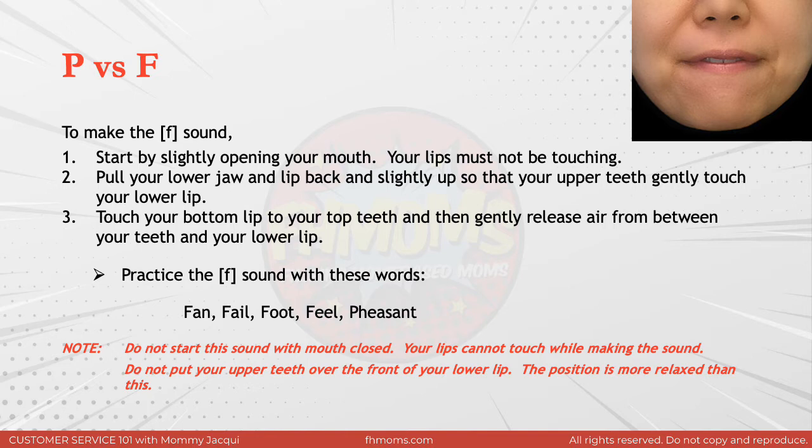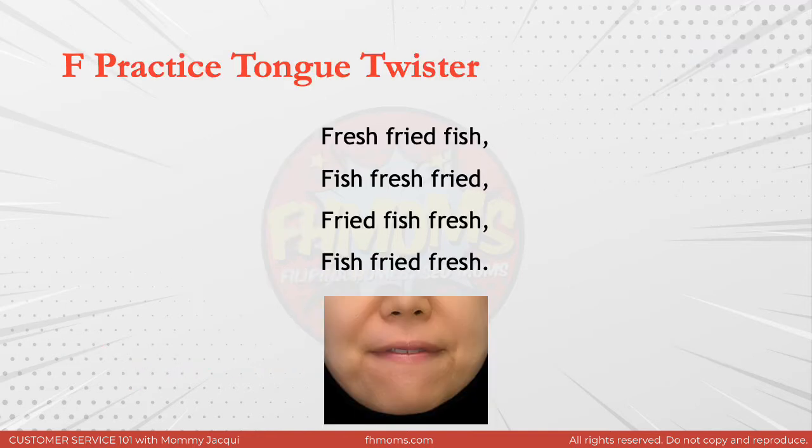So this time, let's practice it with some words that have the F or the F sound, okay? Let's try this. Let's go. Fan, fail, foot, feel, pheasant. Great. Now you can practice again saying these F words so that you can practice the F sound, okay?